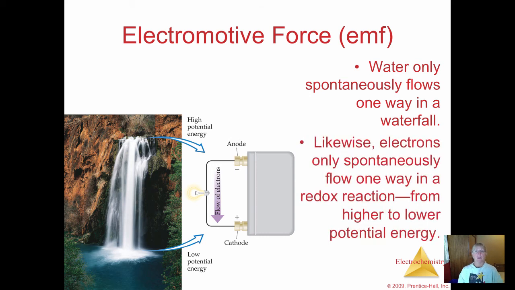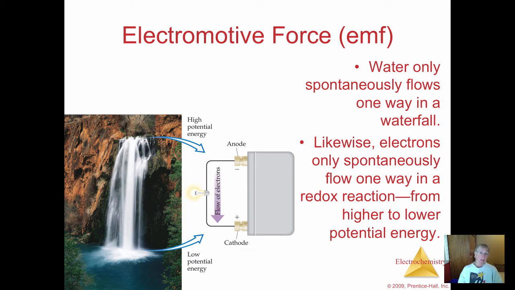So we're going to continue with the Chapter 20 Vodcast notes by talking about what is the electromotive force that pushes electrons through an external circuit in a galvanic or voltaic cell. And secondly, how can we use a standardized table of something called reduction potentials to calculate the voltage of a cell?